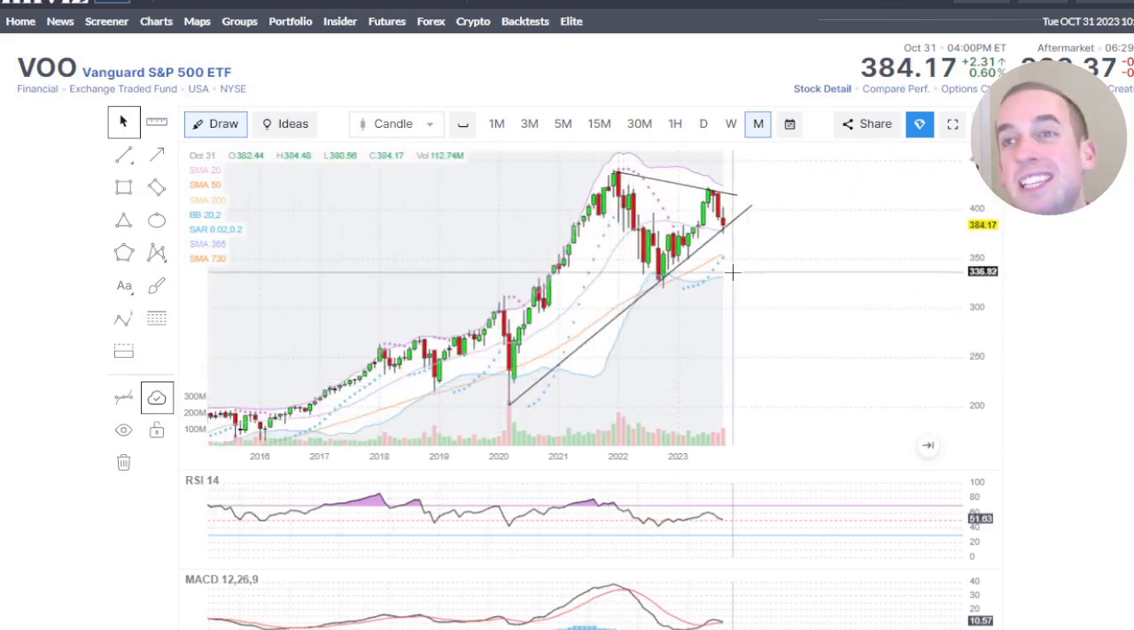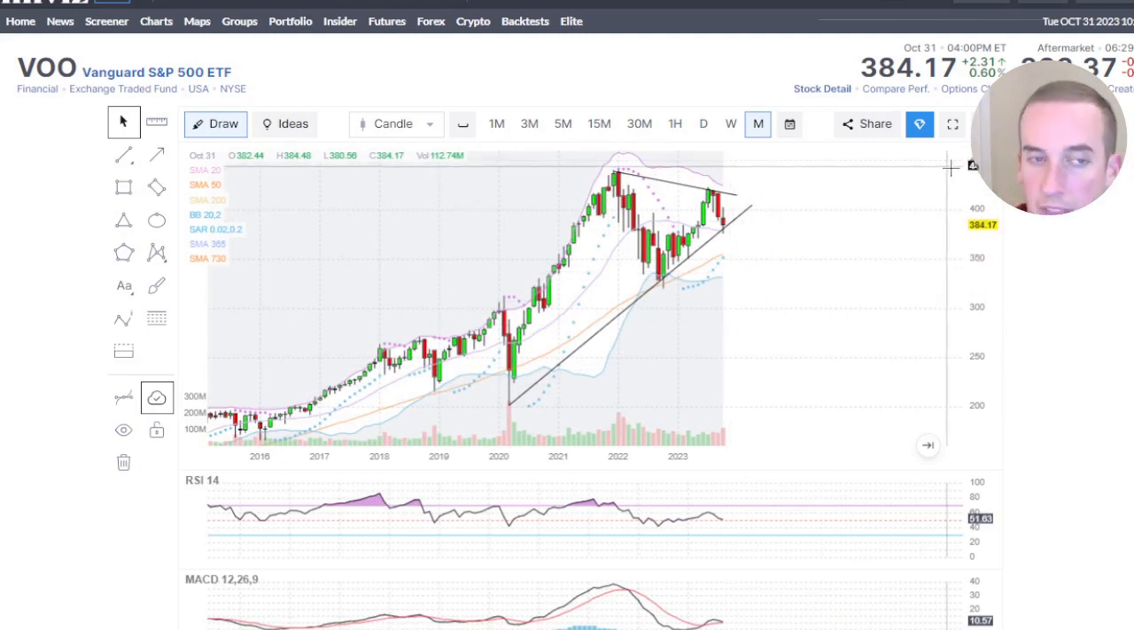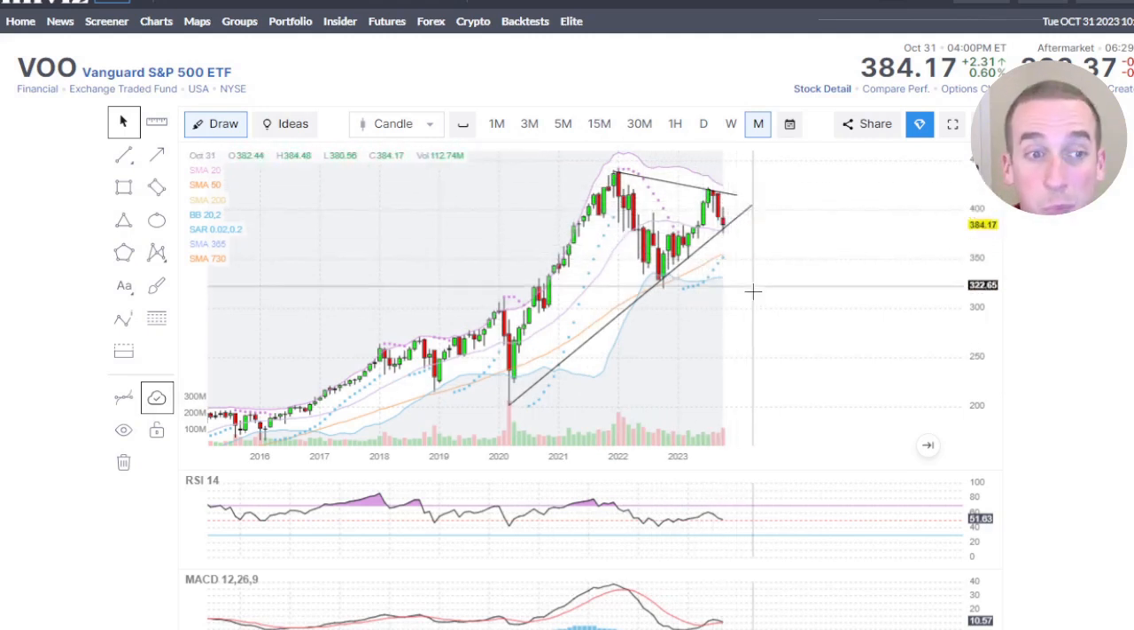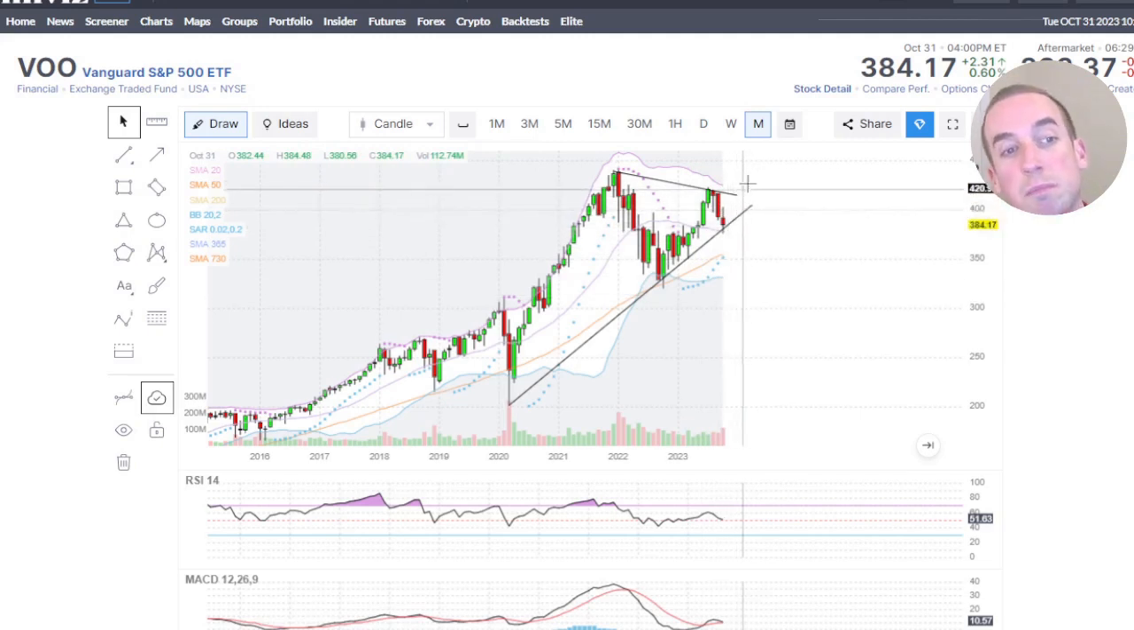Similar type of setup. This is a pennant. Do some research on that, but this is a pennant where you can see it has an expansion right here, comes in tight, support, tons of support, comes back, resistance, support. Now, is it going to break down or is it going to break up? You have to look at the macroeconomic events that are going on right now.